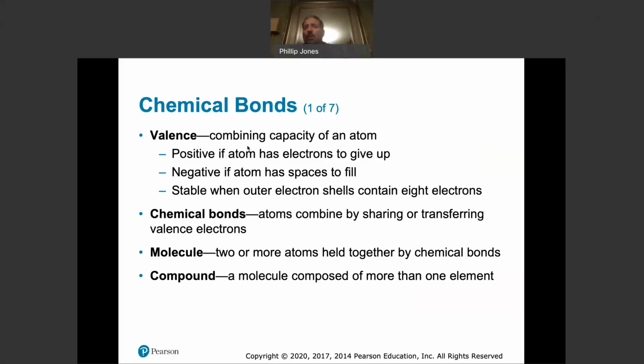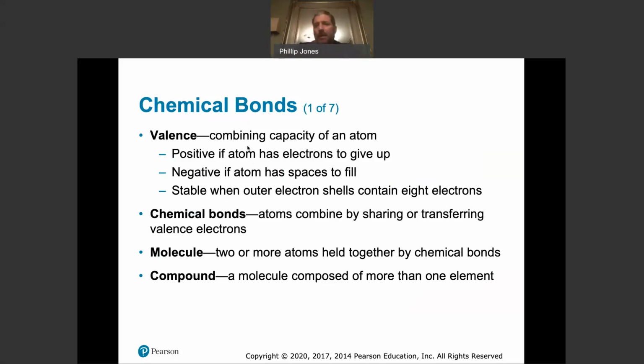So it's stable when the outer electron shells contain 8 electrons. It will do whatever it can in the majority of cases to fill that outer shell. It wants to be stable. All right. Chemical bonds: atoms combine by sharing or transferring valence electrons. And we'll talk here about covalent. So valence is the outer shell, covalent. So we're thinking covalent. Well, generally things are going to share. They're co-sharing these things. And so both of them, when they share them, they kind of lock together, but each element has its outer valence electron shell filled.